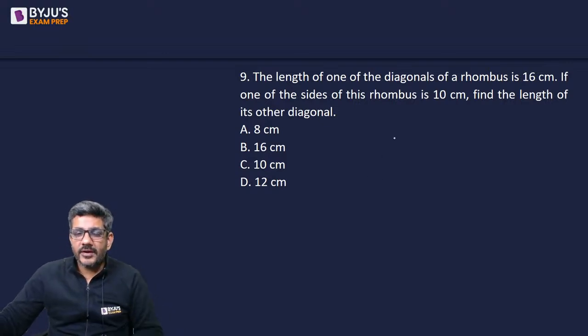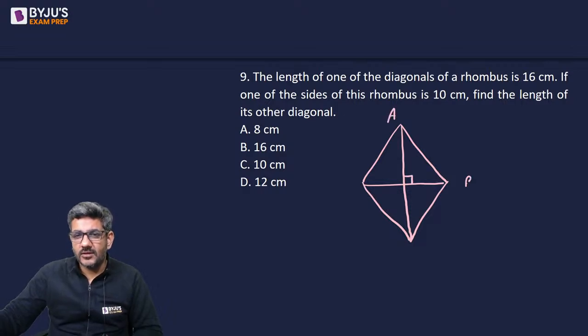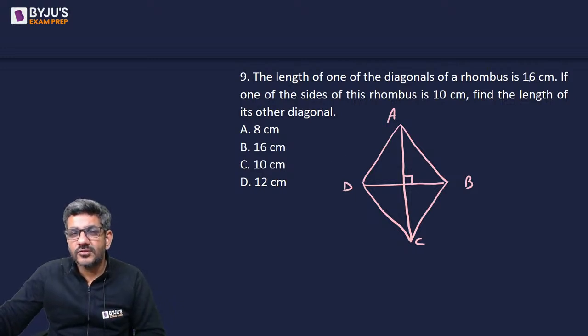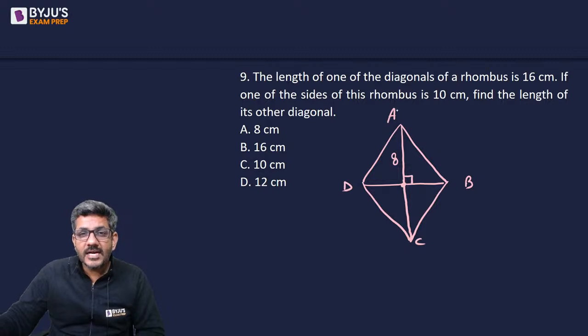चलिए जी, let's start doing it. So here is a rhombus that we are having. The diagonals bisect each other at 90 degrees. ABCD is the rhombus and the diagonals bisect at 90 degrees. The length of one of the diagonals of the rhombus is 16. So if this is having a length of 16, that means half of the diagonal is 8. One of the sides of the rhombus is 10.